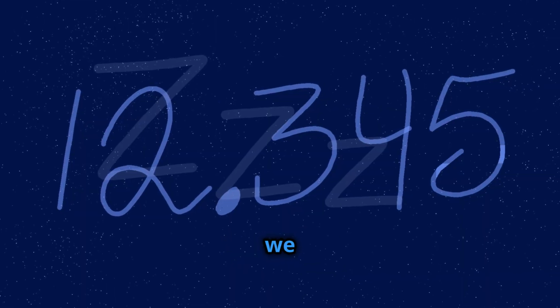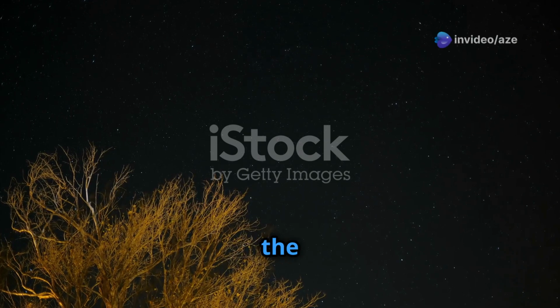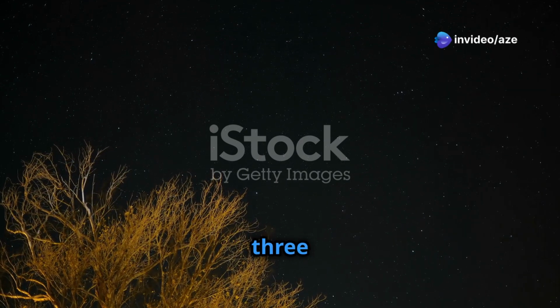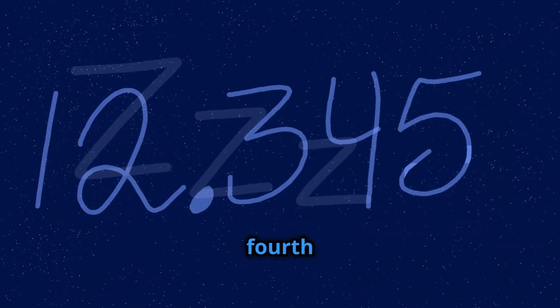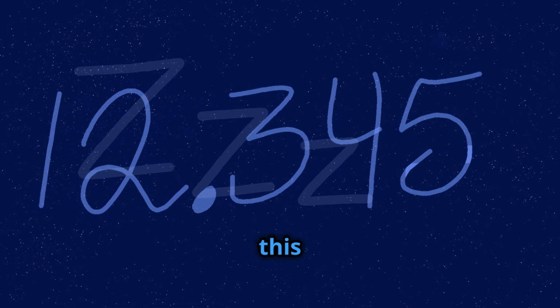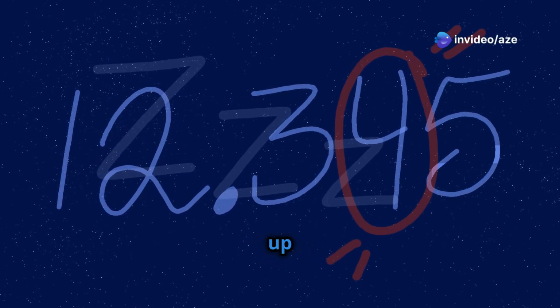For example, if we want to round 12.345 to 3 significant figures, identify the first 3 significant figures. The first 3 significant figures in 12.345 are 1, 2, and 3. Look at the next digit, the 4th significant figure, to decide whether to round up or stay the same. In this case, the 4th digit is 4.